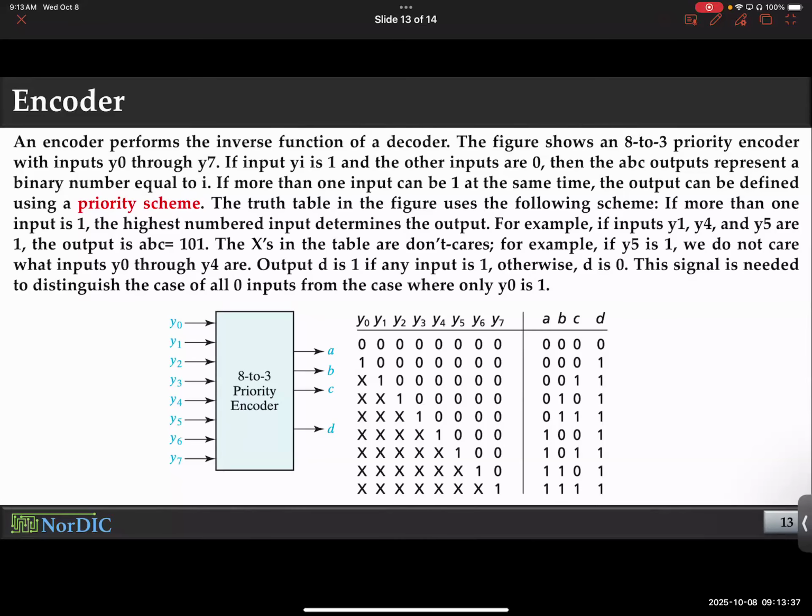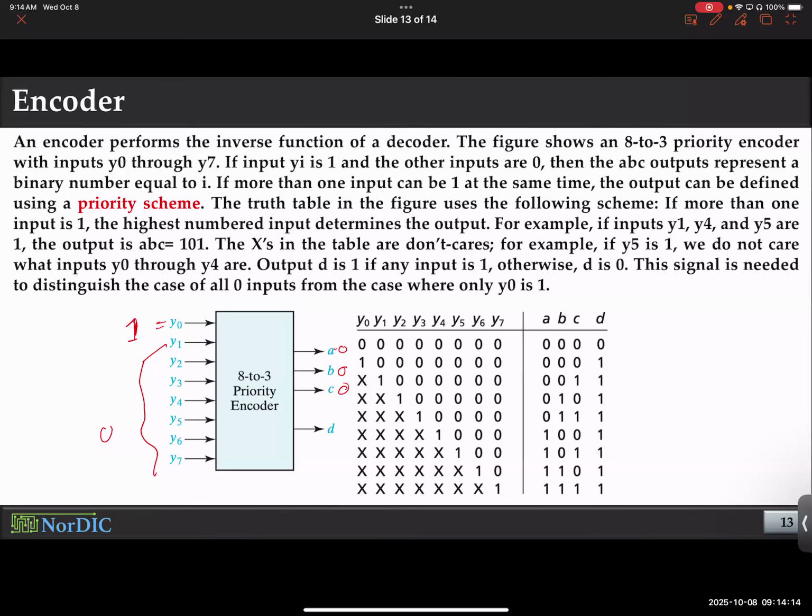All right. But an encoder is exactly the opposite. You have a number of inputs, and based on which input is activated, say this one or the other one, you choose a specific code for the output. For example, let me show you. If this row is activated, say y0 is 1 and everything else is 0, then you show 0, 0, 0 at the output.